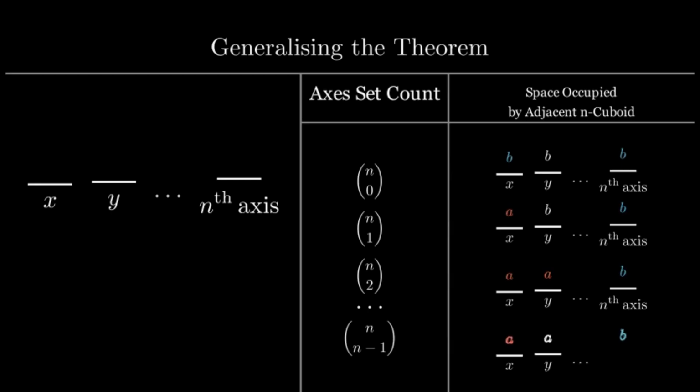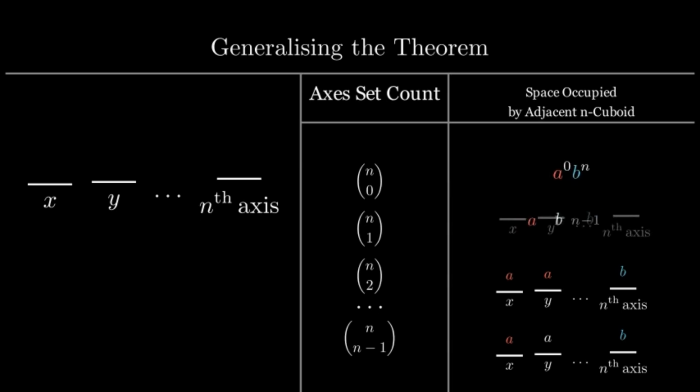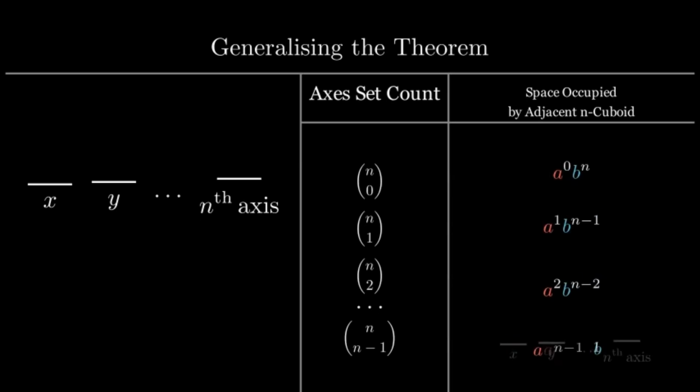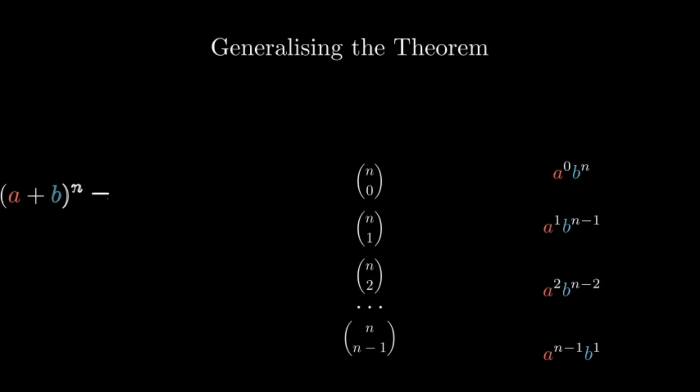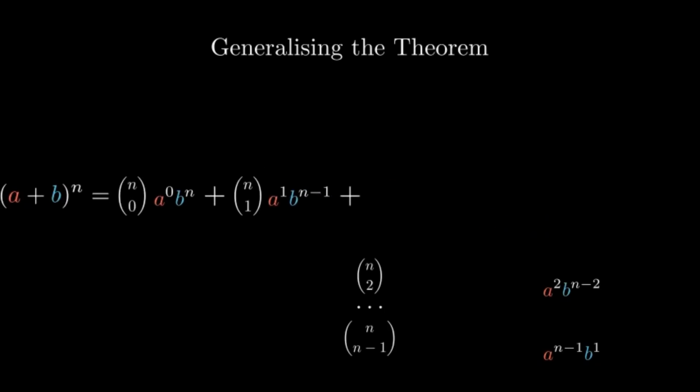We can rewrite this like so. The cuboids are n-dimensional, so the sum of the exponents has to be n. If we tidy this up, we get this expression, and there you have it, the generalized form of the binomial theorem.